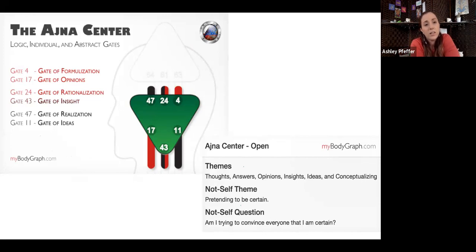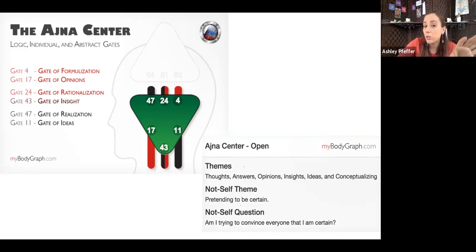The Ajna is the conceptualization center. So here are all the gates, listen to the names of these: formalization, opinions. You're creating an opinion on something that you're pulling in. You're formalizing this. You're connecting the dots. You're rationalizing. You're getting insight on it. You are realizing and having ideas and then understanding how to articulate those ideas.